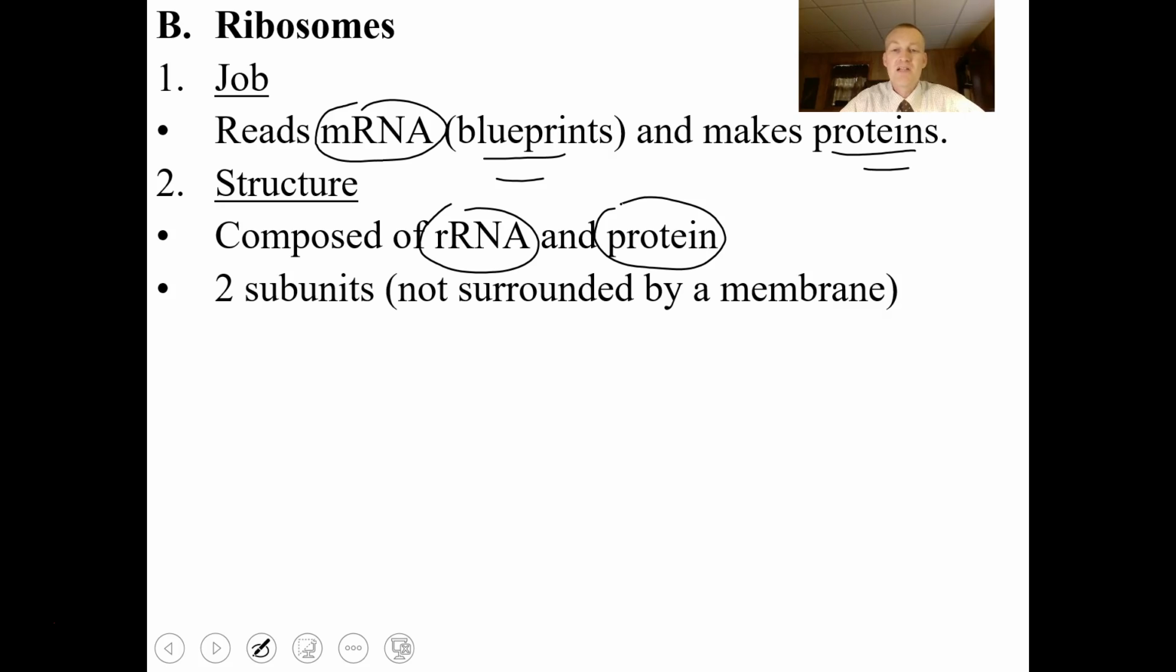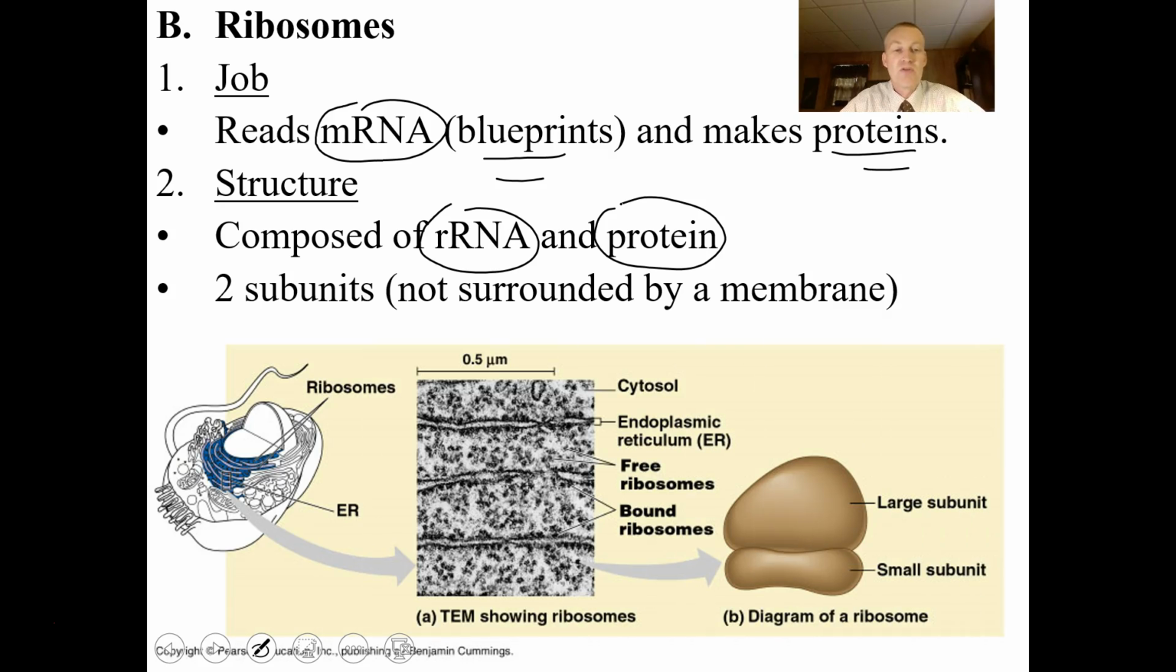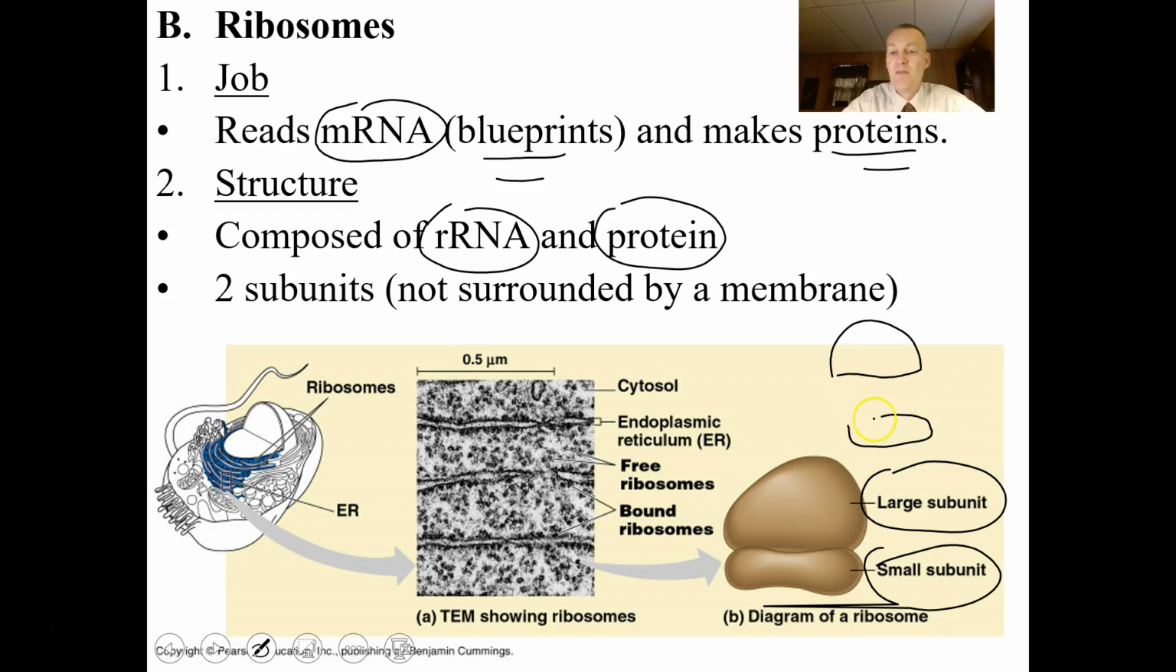They're not surrounded by a membrane, but rather they're made of two subunits. They actually have a large subunit and a small subunit, and these are separated in a cell that's not reading messenger RNA. When messenger RNA comes in, these subunits come together, and the messenger RNA will be read by the two subunits that are together.